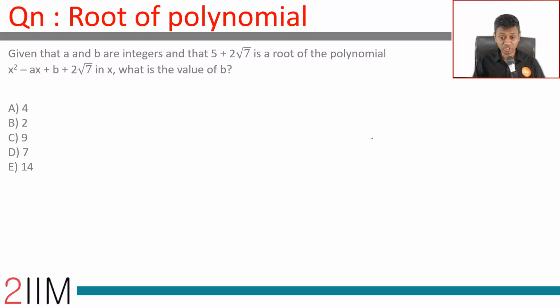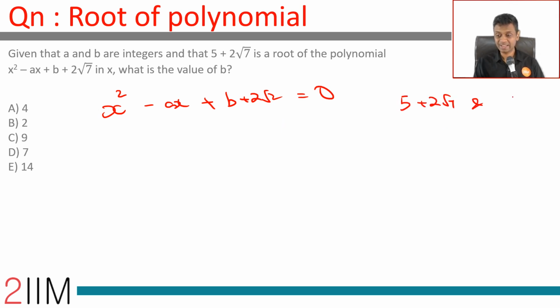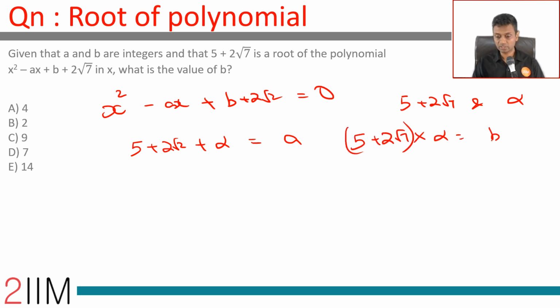Given that a and b are integers and 5 plus 2 root 7 is a root of the polynomial, what is the value of b? And so x squared minus ax plus b plus 2 root 7 equals 0. The roots are 5 plus 2 root 7 and, say, alpha. Sum of the roots: 5 plus 2 root 7 plus alpha is equal to a. Product of the roots: 5 plus 2 root 7 into alpha is b plus 2 root 7.